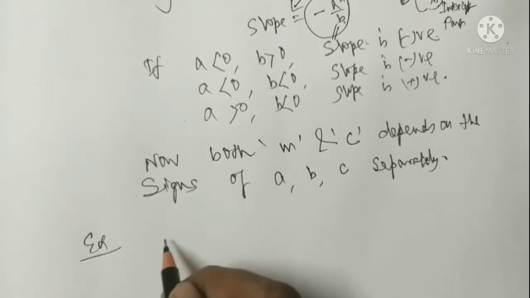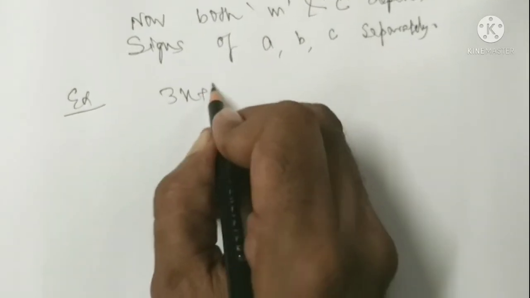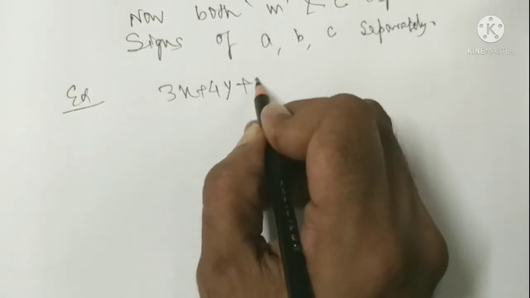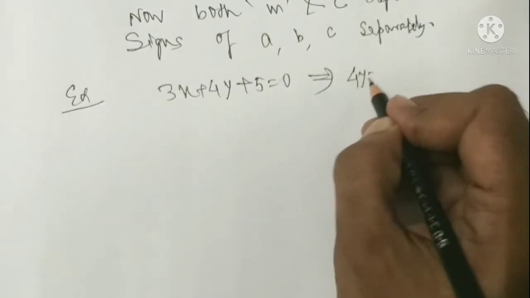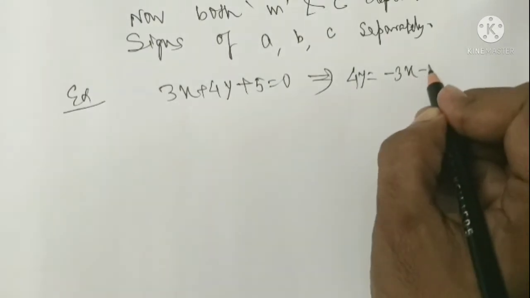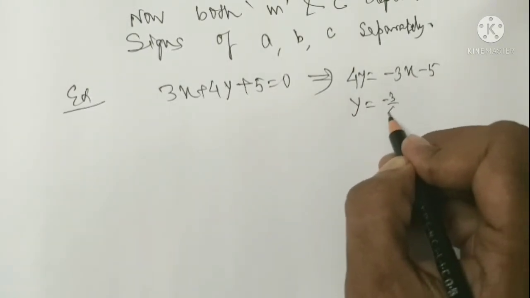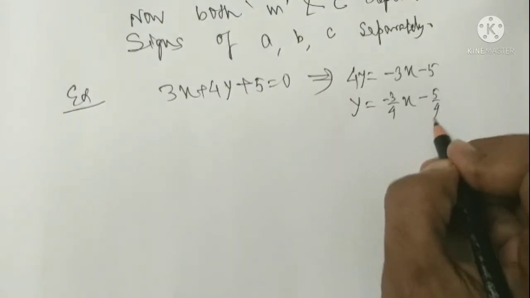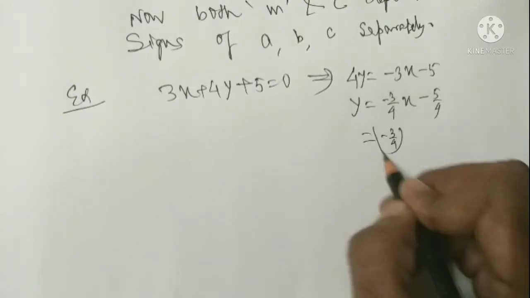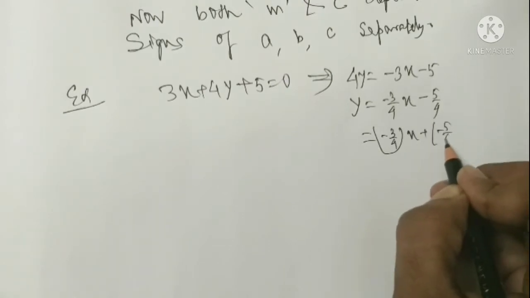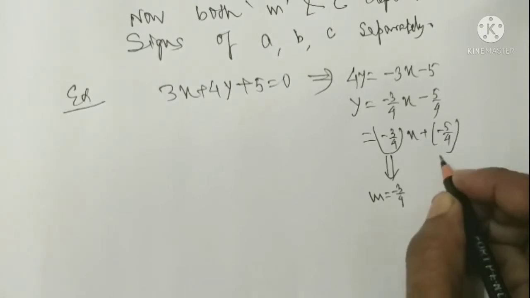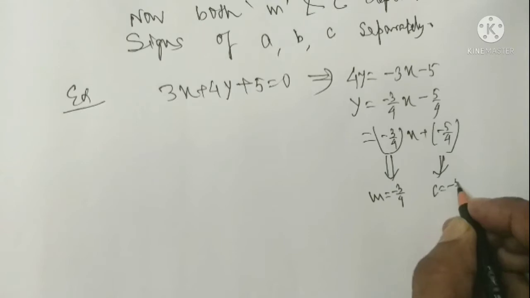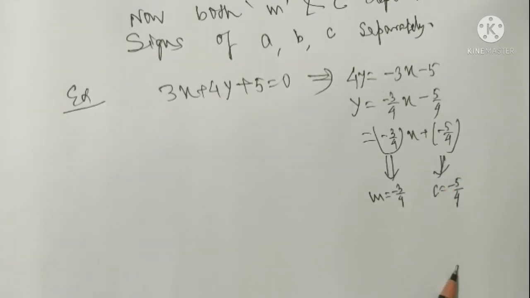Example: suppose general form is 3x plus 4y plus 5 equals to 0. It has to be transferred to slope intercept form. Now very naturally 4y equals to minus 3x minus 5, y equals to minus 3 by 4 x minus 5 by 4, minus 3 by 4 x plus minus 5 by 4. Here slope is negative, m equals to minus 3 by 4, and intercept also negative, c equals to minus 5 by 4. Now the transfer 1 is complete.